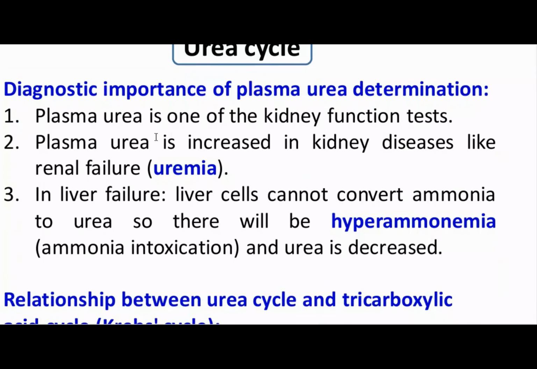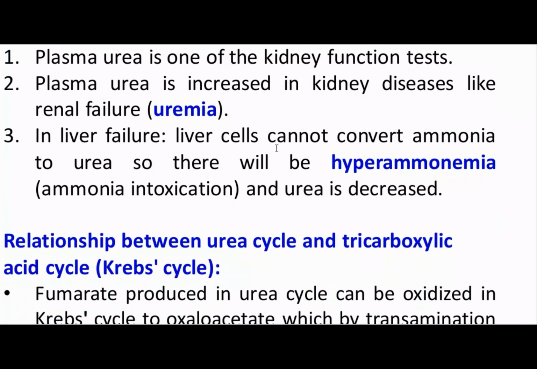Plasma urea is one of the key kidney function tests. If plasma urea is increased, kidney diseases like renal failure or uremia happen. In liver failure, liver cells cannot convert ammonia into urea, so there will be hyperammonemia. That means ammonia intoxication starts and urea is decreased.